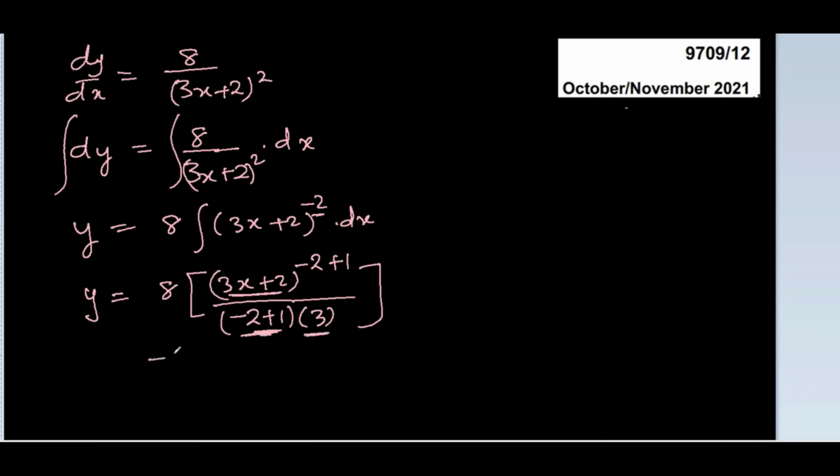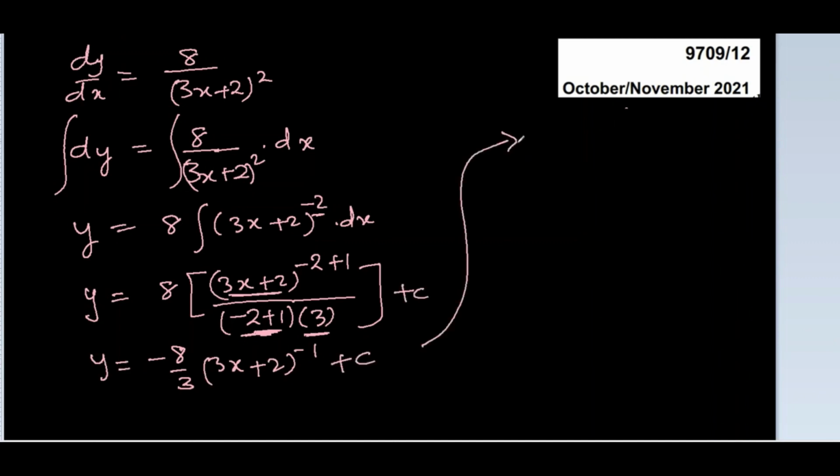Let's bring it out with 8, so it becomes minus 8 over 3, and this becomes 3x plus 2 to the power minus 1 plus c. Let's write plus c here as well, and let's complete it here. So this becomes minus 8 over 3, and denominator will also be 3x plus 2 to make it positive, plus c equal to y.